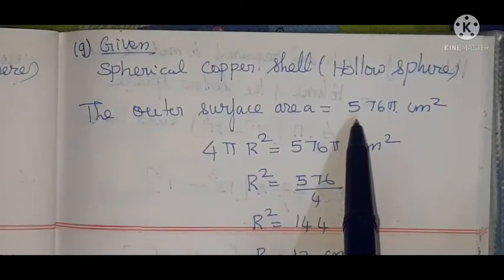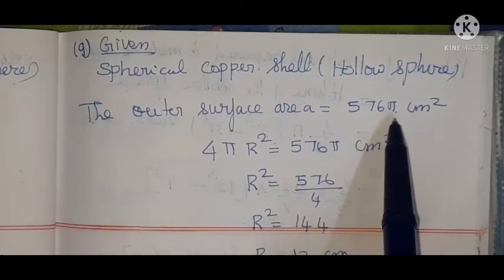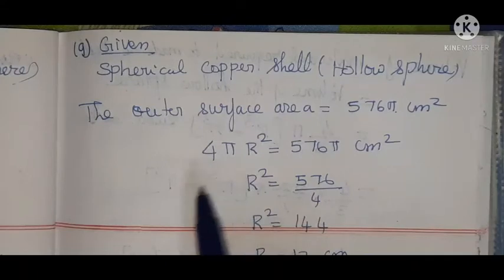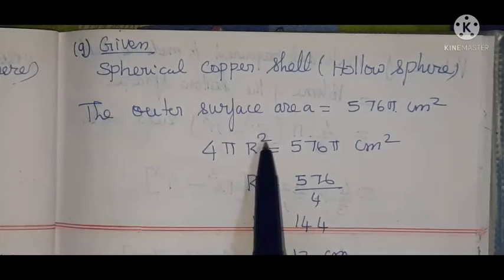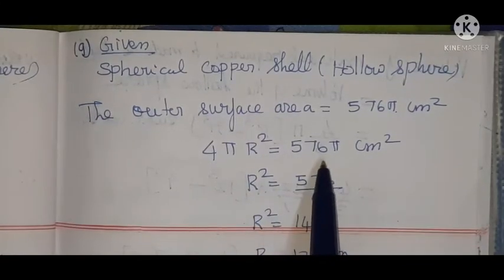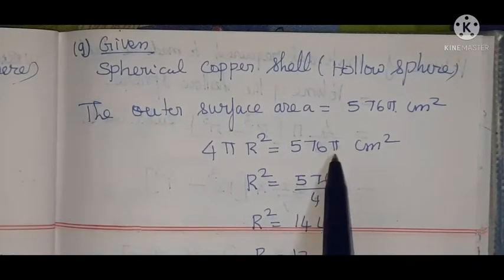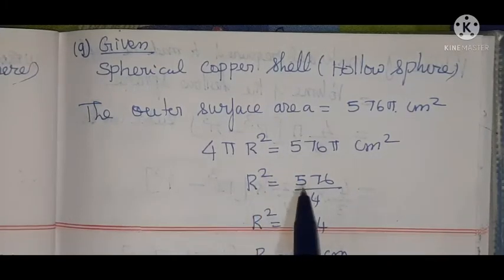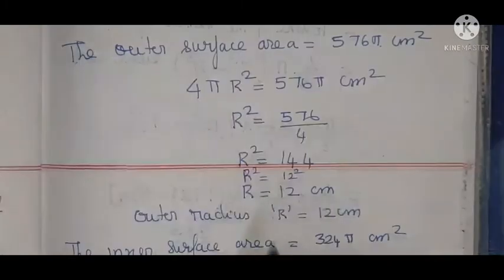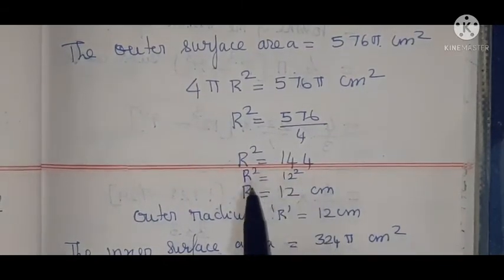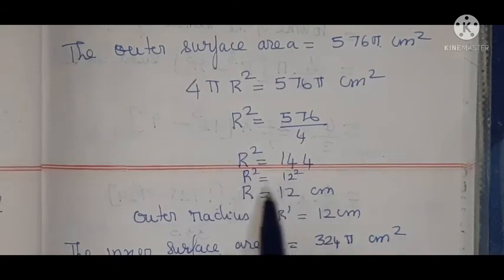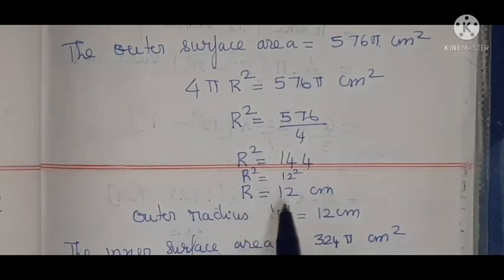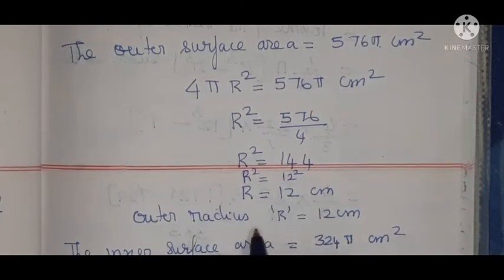Given spherical copper shell of hollow sphere, the outer surface area is 576 pi centimeter square. Surface area of the sphere is 4 pi r square. 4 pi capital R square is equal to 576 pi centimeter square. Pi cancel. R square is equal to 576 by 4. R square is equal to 144. R square is equal to 12 square. So taking square root, we get R is 12. Outer radius capital R is 12 centimeter.